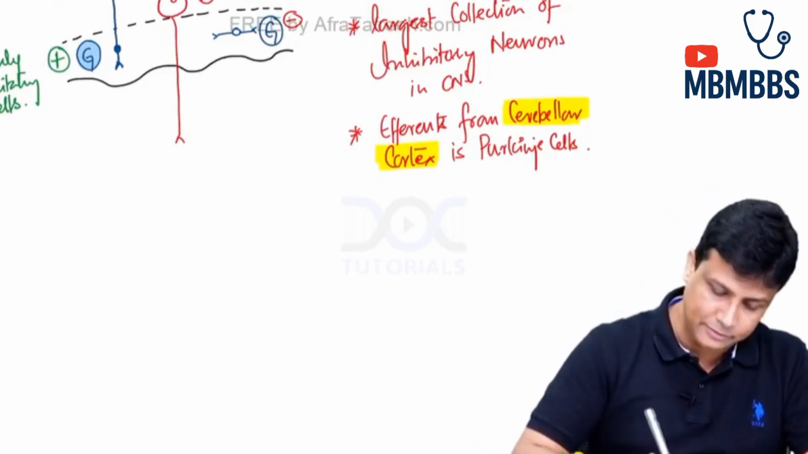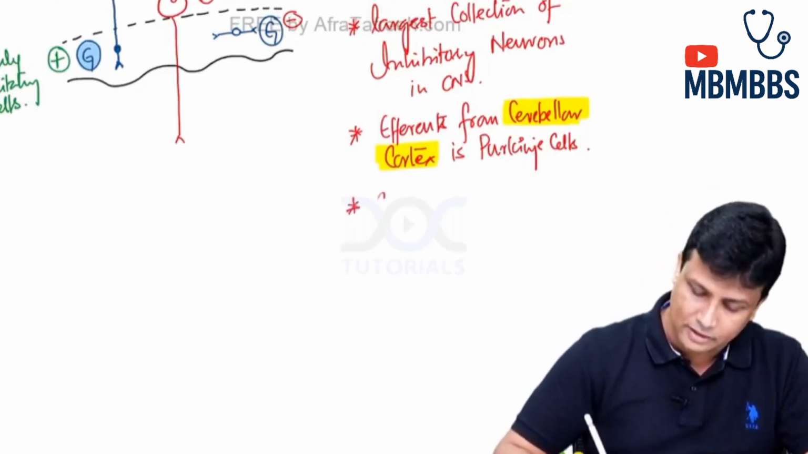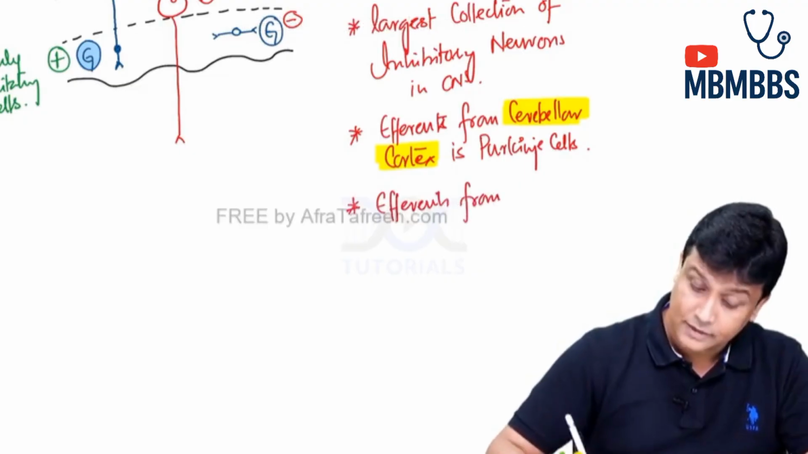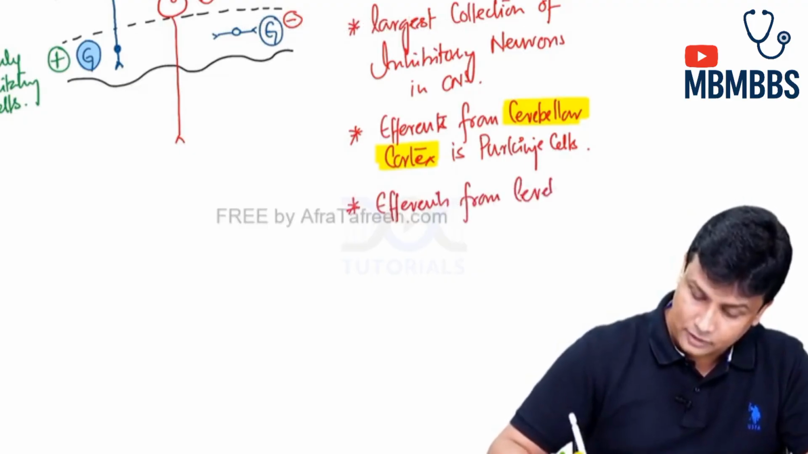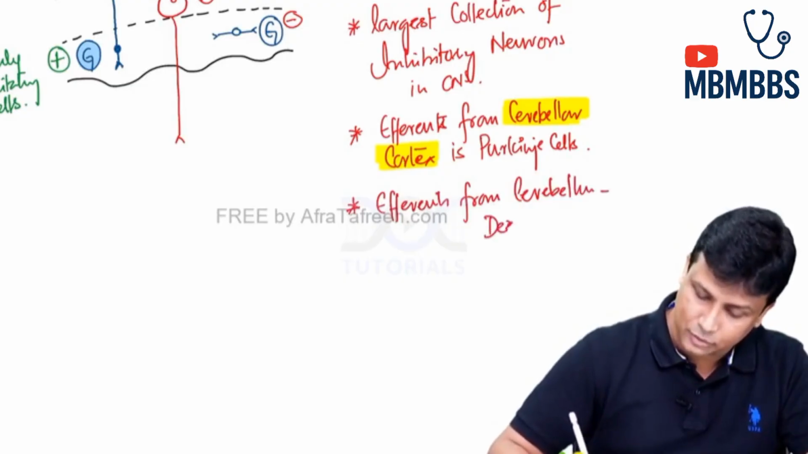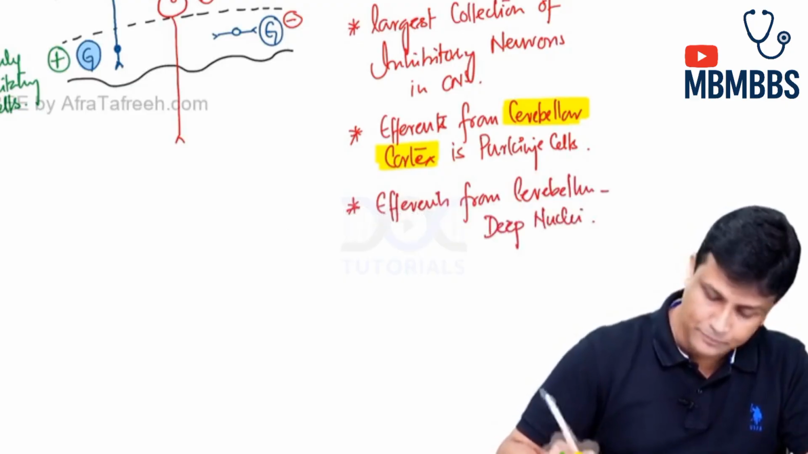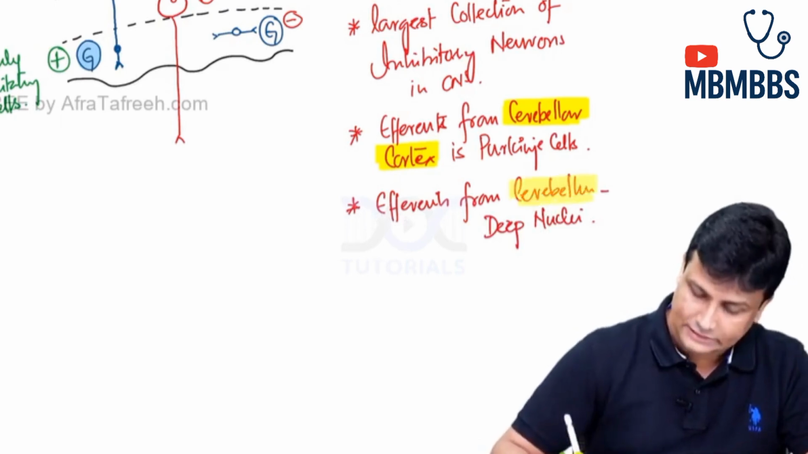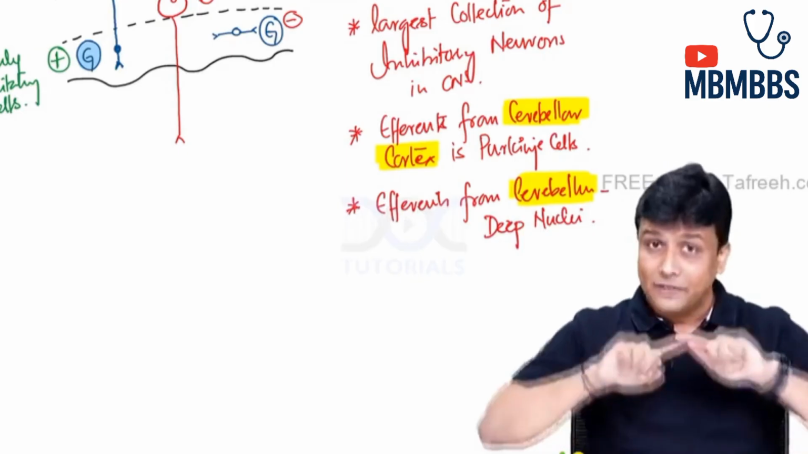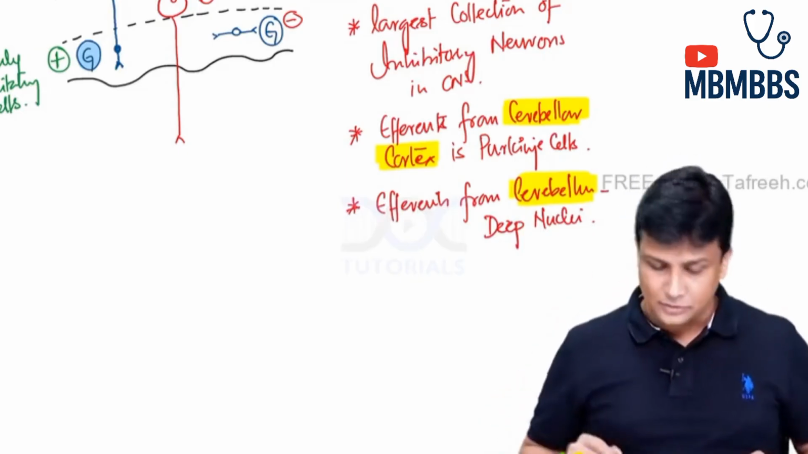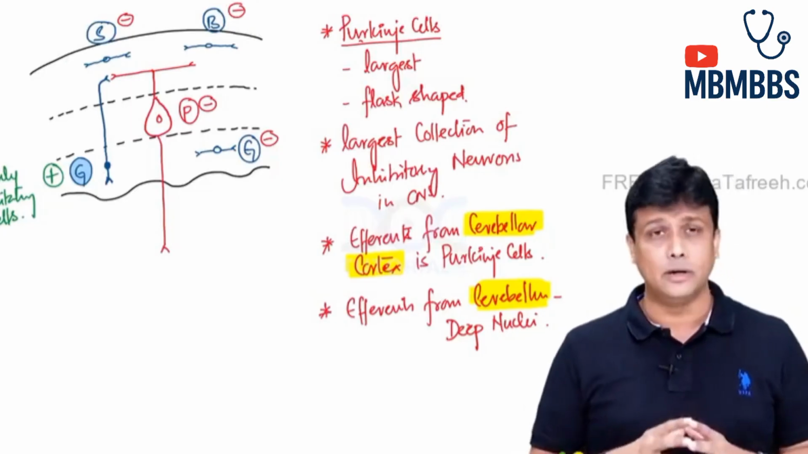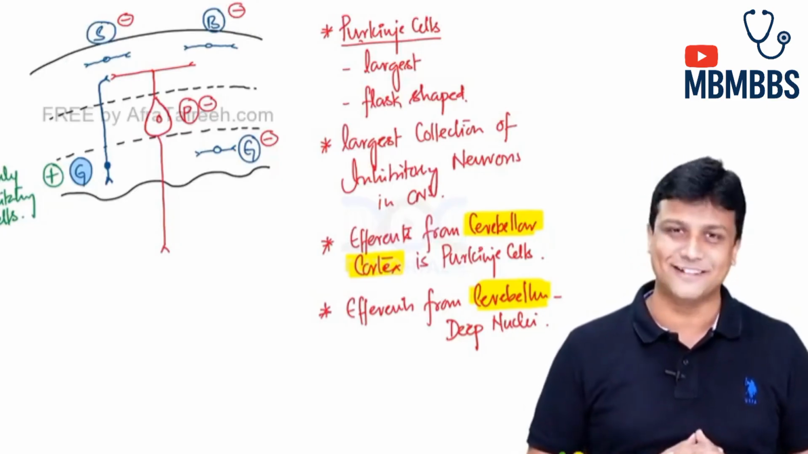Let us write down one more statement here. What will be the efferents from the cerebellum? If the question is the entire cerebellum, then your answer has to be the deep nuclei. Hope now you got the clarity here. If it is only the cerebellar cortex, then the efferent will be Purkinje cells. But if it is the entire cerebellum, then the efferents will be the deep nuclei. Perfect. So these are the MCQs that you have to remember about the cerebellar cortex, guys.